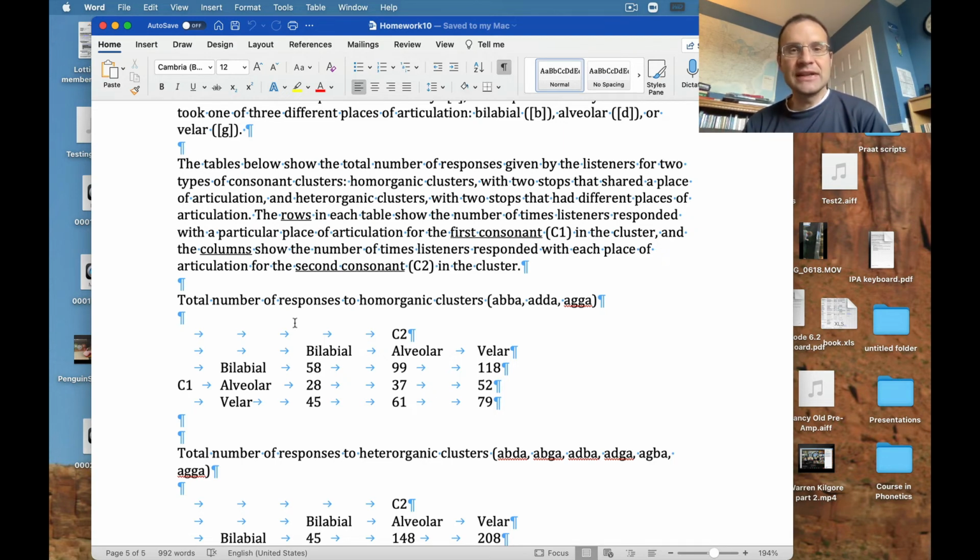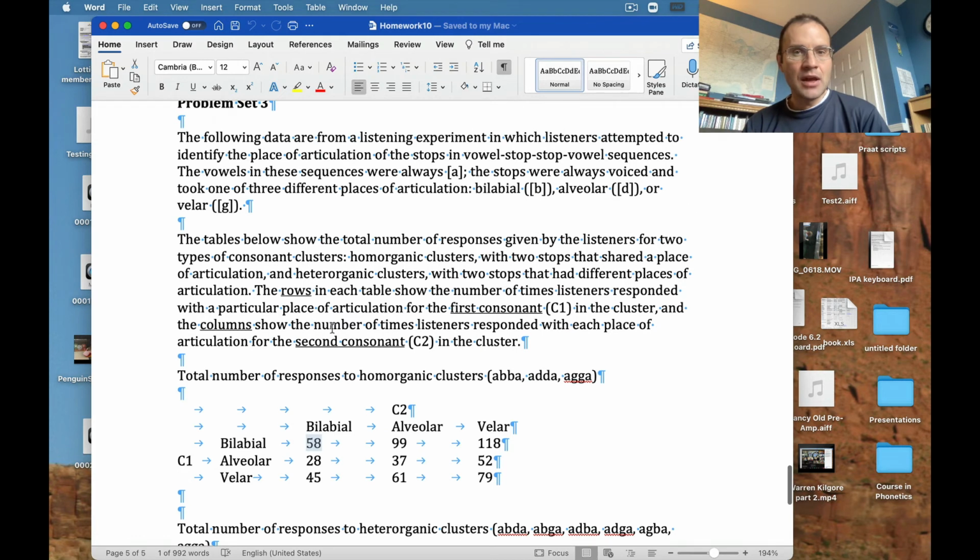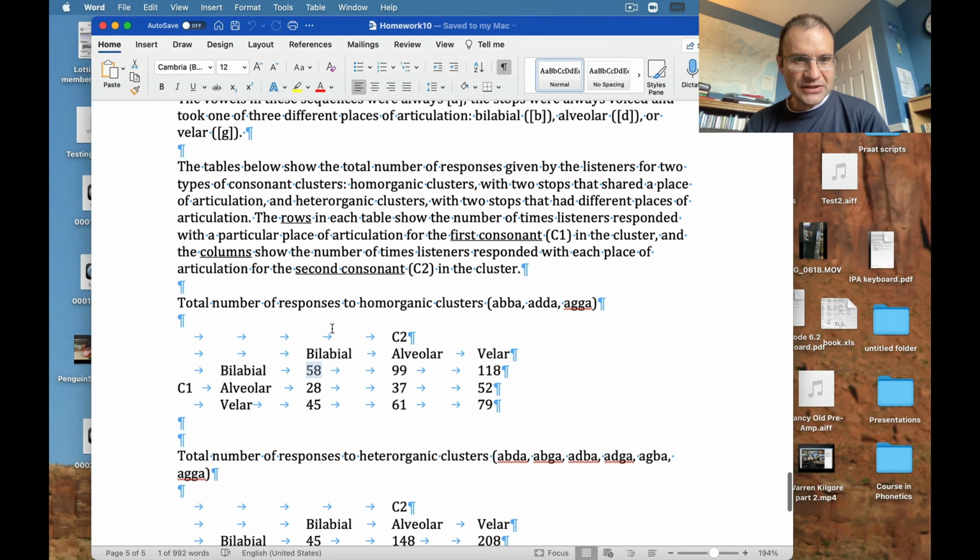The rows in each table show, well, so first of all, these are just responses, right? So there's an overall set of how many stimuli they listened to, but these are just showing you what kind of responses they gave. So the rows in each table show the number of times the listeners responded with a particular place of articulation for the first consonant in the cluster, the C1. So this is when they think the first syllable ends in like a B or maybe a D or maybe a G. And then the columns show the number of times listeners responded with each place of articulation for the second consonant in the cluster.